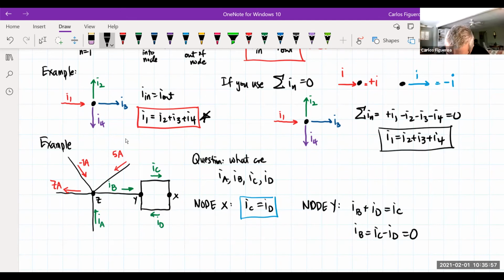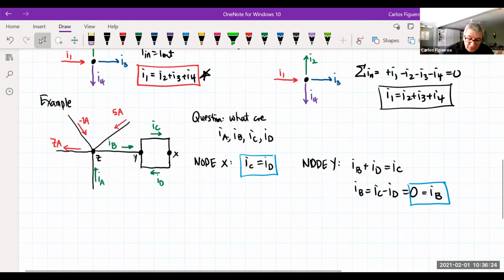I don't know what the currents IC or ID are, but I can say that IB, without any doubt, is 0. So IC and ID are arbitrary and don't really matter. It just means here that the current in that branch must be the same.